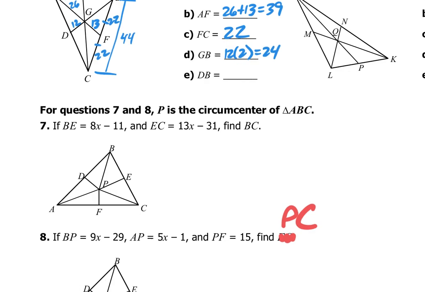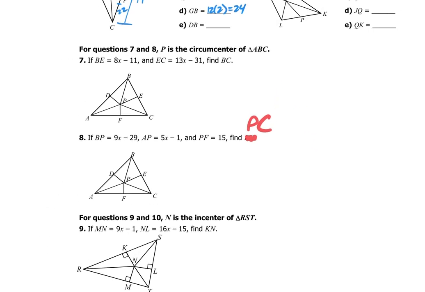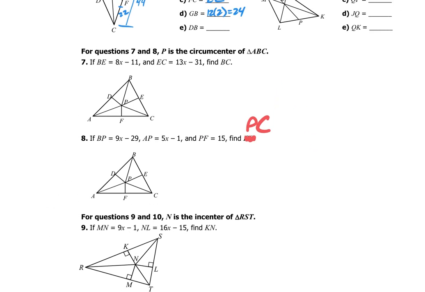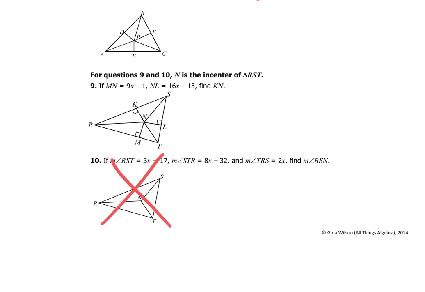So we got a lot of different things. And then back down here, I told you had a lot of circumcenter and incenter problems. On 7 and 8, you're back to circumcenter again. And on number 9, because we're skipping 10, you've got another incenter problem. So lots of circumcenter and incenter, and you got a few centroid problems.